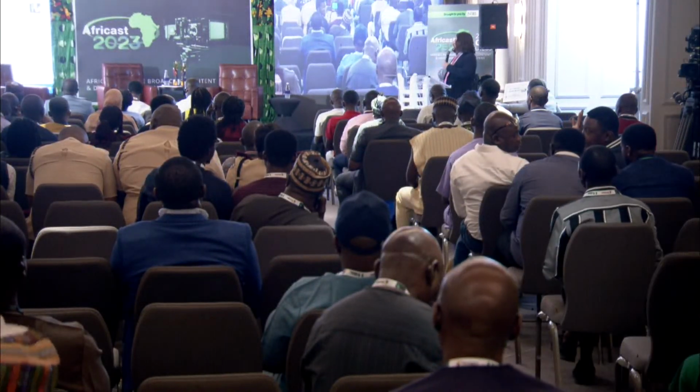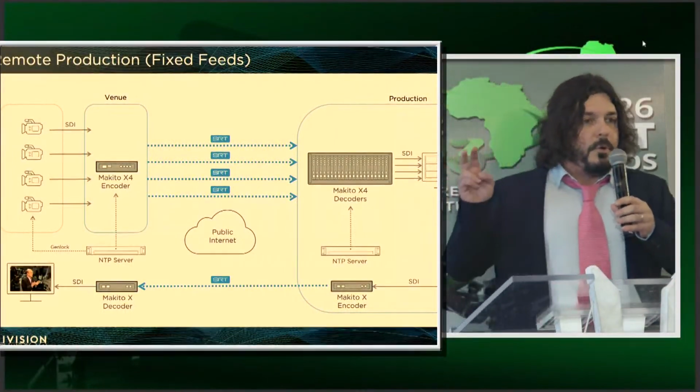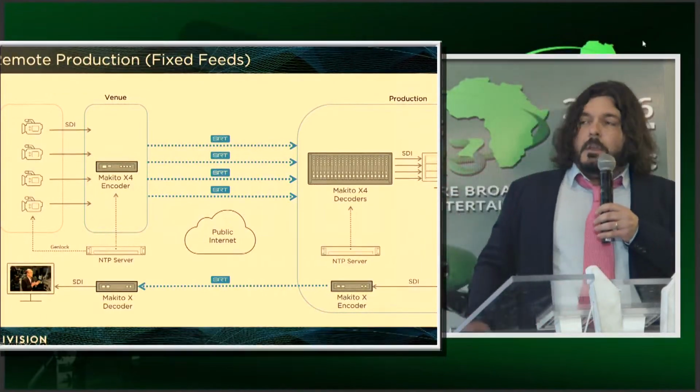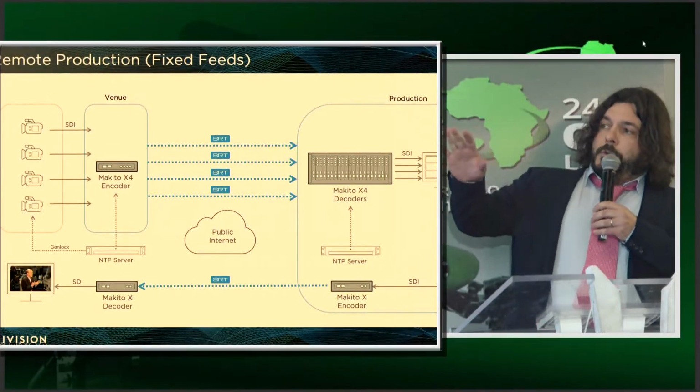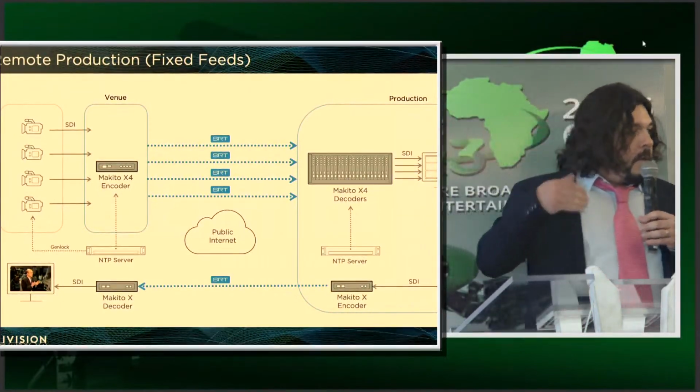Yeah, thank you. So that example with Riot Games is what I used to call fixed remote production, meaning the event is happening in a fixed location, like in a stadium, in a venue, as opposed to what I'm calling mobile remote production, where you are covering cycling or a marathon and your cameras are moving. So here in remote production with fixed feeds, you can use SRT and encoders like the Makito X4 encoder, which was used by Riot Games, over a landline internet connection.